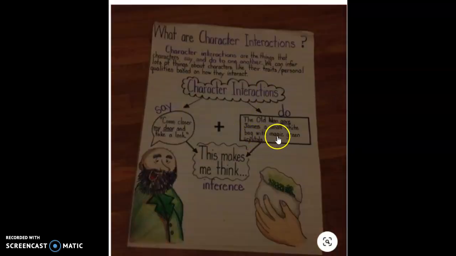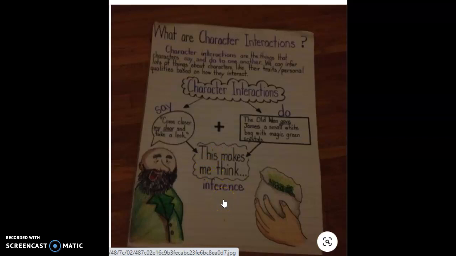So, looking at what they do, our example is: the old man gave James a small white bag with magical green crystals. So this is his action. What they say, or the dialogue, could be, "Come closer, my dear, and take a look." So we use these two to make an inference of what this makes you think of.